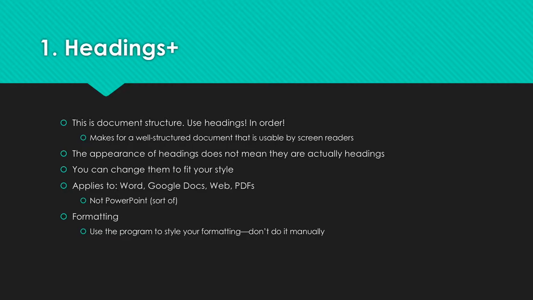This applies mostly to Word and Google Docs. Also, if you're making any websites, it applies to that. And it's kind of an inherent part of PDFs. You don't go in and manually select headings in a PDF. Weirdly enough, as I discovered while making this PowerPoint, it's not a thing in PowerPoint. You kind of just have to use whatever the template gives you, make sure you have your title, and bullet points are your friend, is more or less what I learned. So for formatting, use the program to style your formatting. Don't do it manually. And now we'll go into a little bit of how to actually do that.